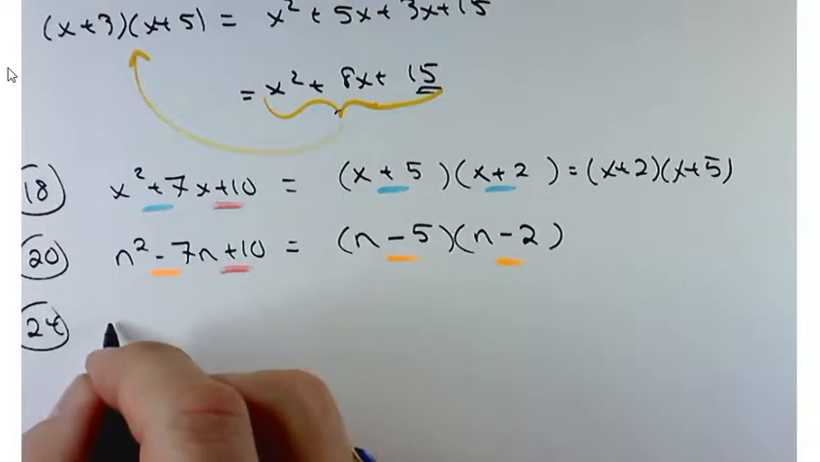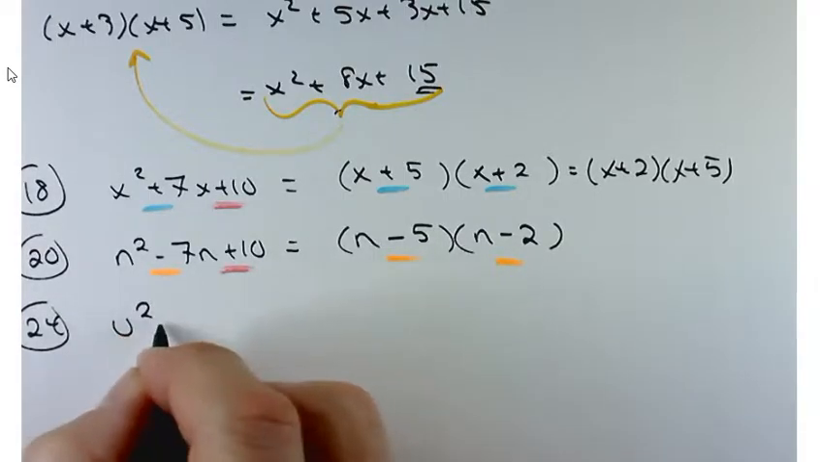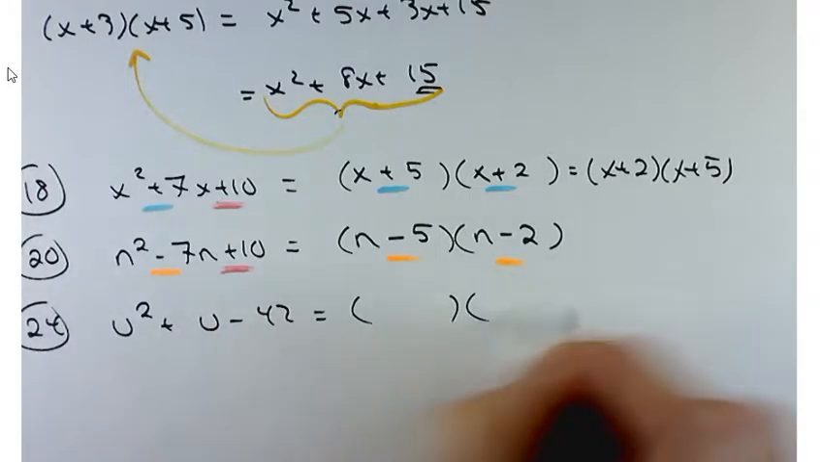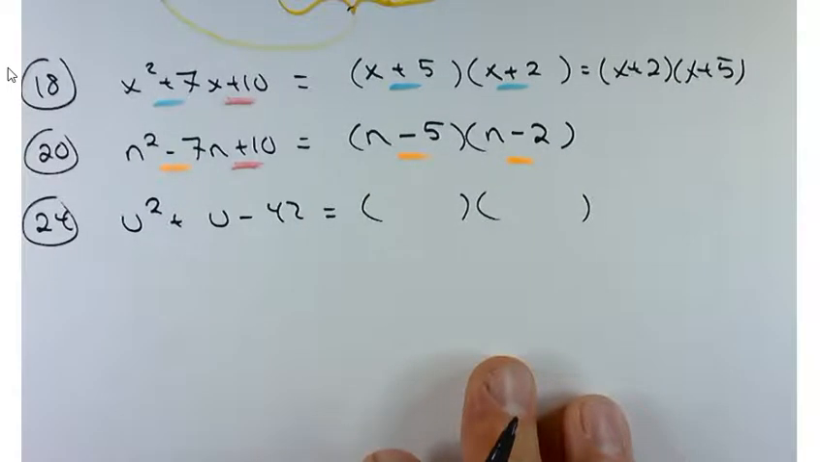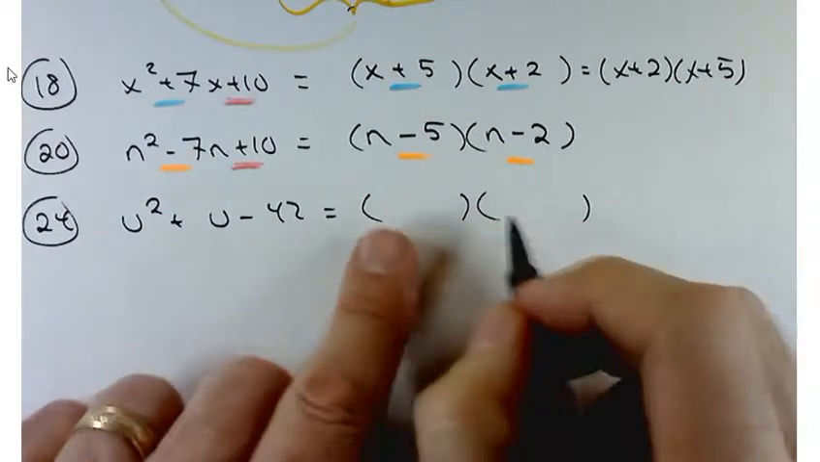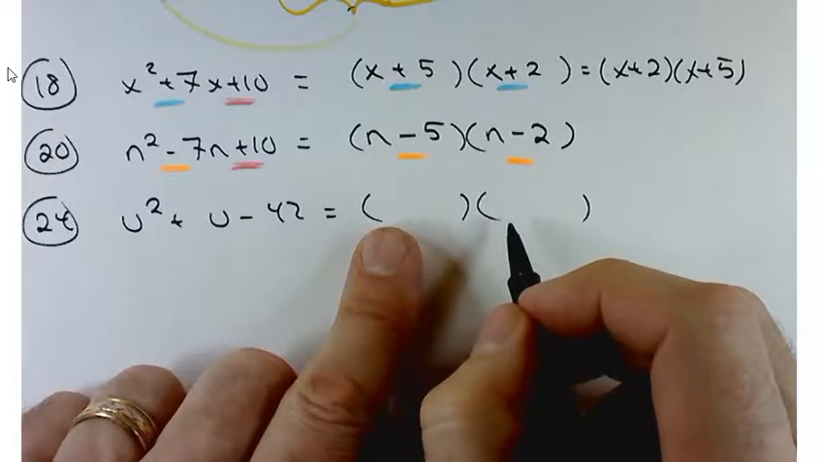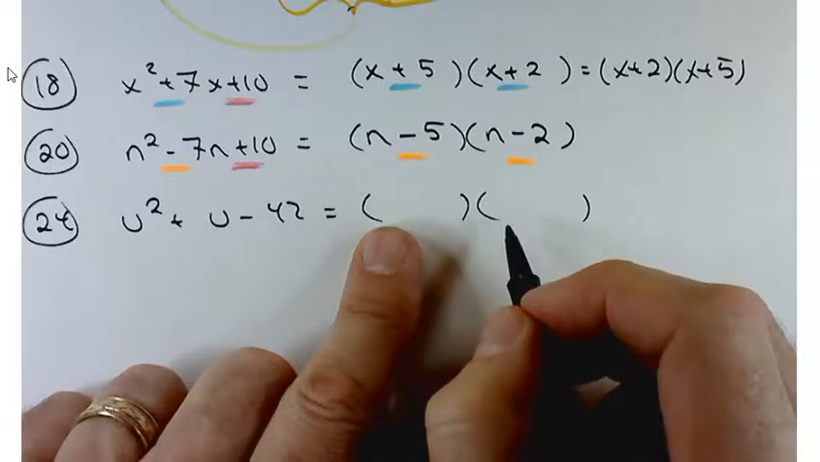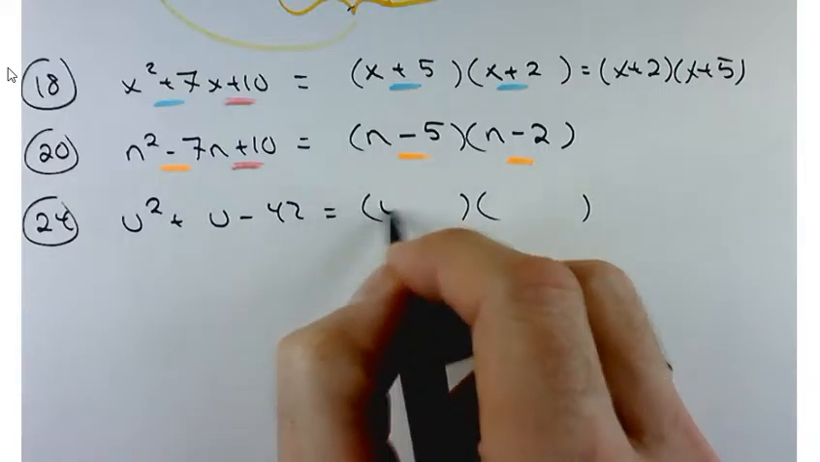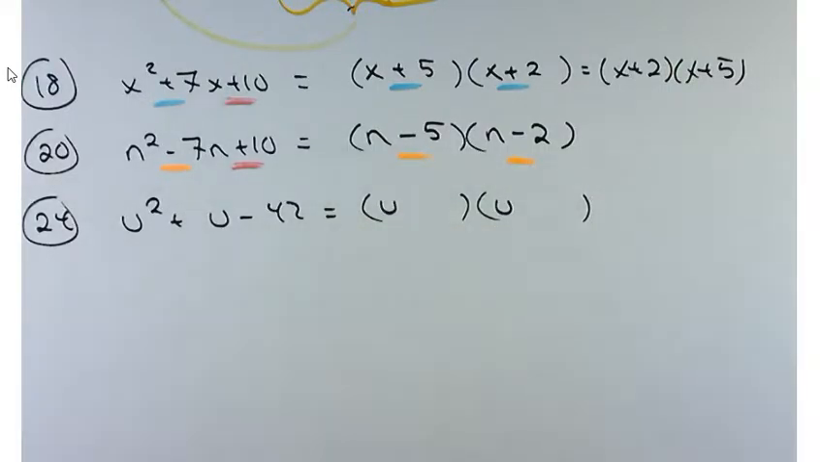Let's take a look at problem number 24. u squared plus u minus 42. Like a lot of these, let's start out by filling in the first term in each binomial. Nicole, what would that be? What should I put here and here? Good, u and u.